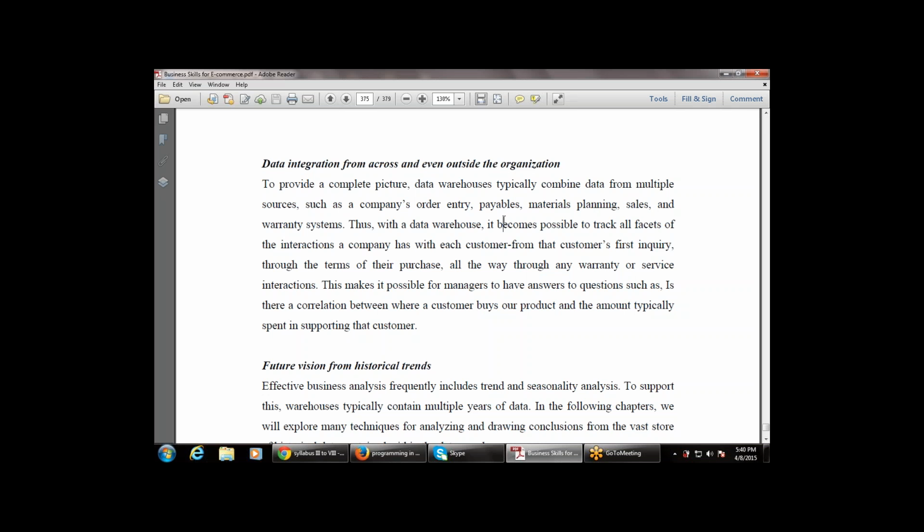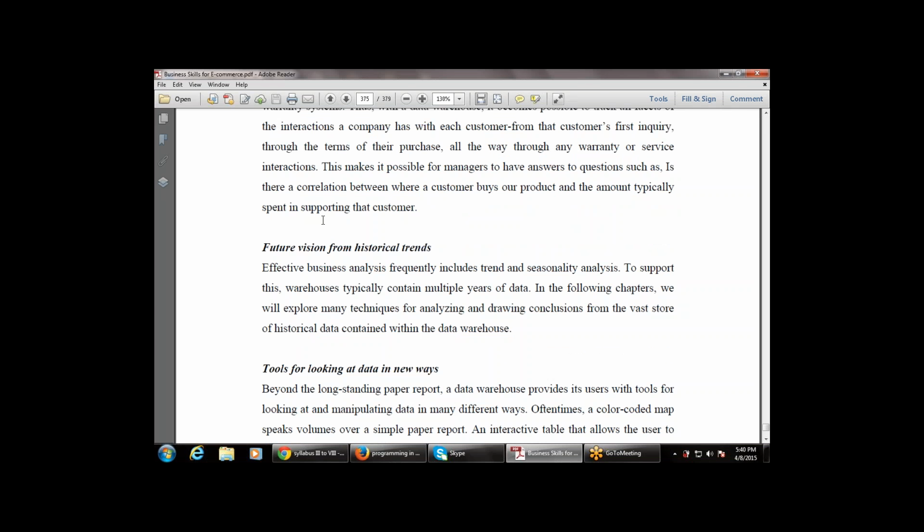So the next advantage is data integration from across and even outside the organization. That is, the data will be collected from across and even outside the organization, that is, any external party can purchase or sell goods, from inside the organization or across the organization.